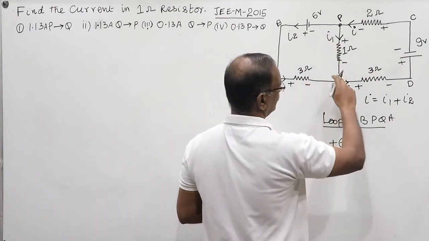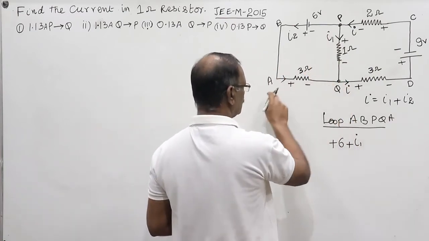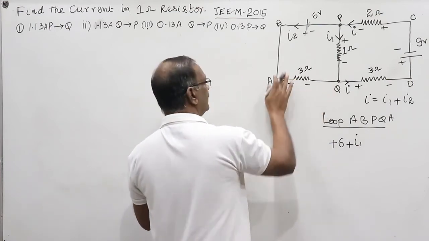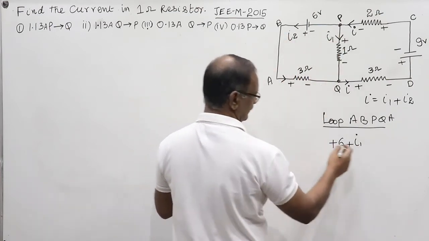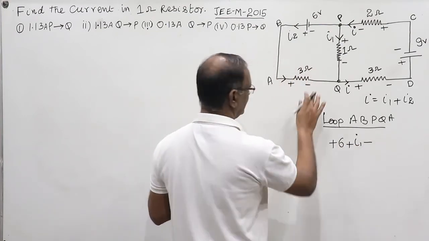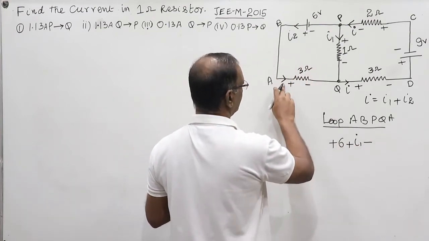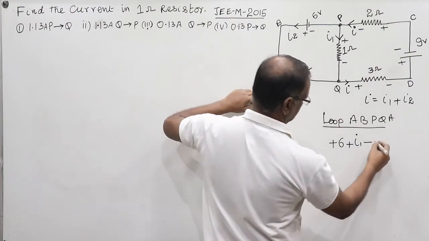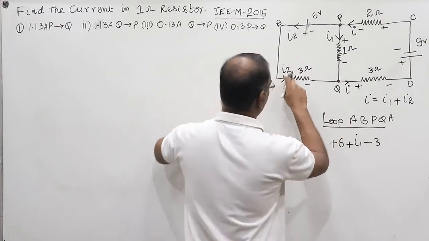Now A to B, B to P, P to Q, Q to A. The current is flowing this way, positive, negative, so we are moving this way. So the potential drop is negative because we are moving from negative to positive, and the current here is I2. It means minus 3, there is I into R.